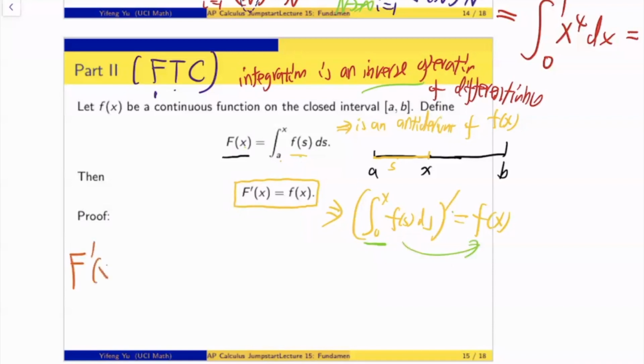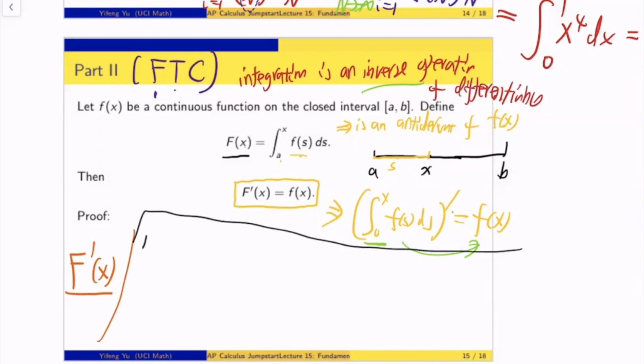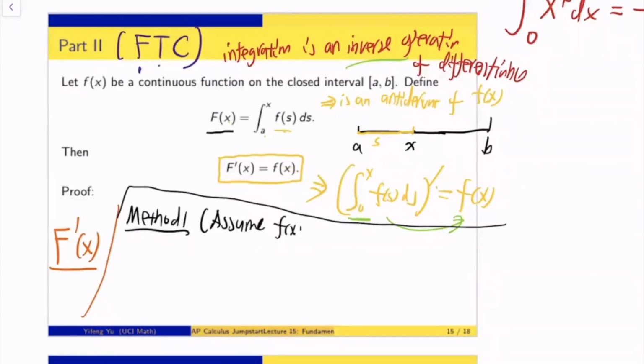So how do we do this? Let's say we have this F prime of x. We want to calculate the derivative. Let's try to understand this in two ways. Method one: this is not the general way to establish the theorem, but let's assume f(x) has an antiderivative.